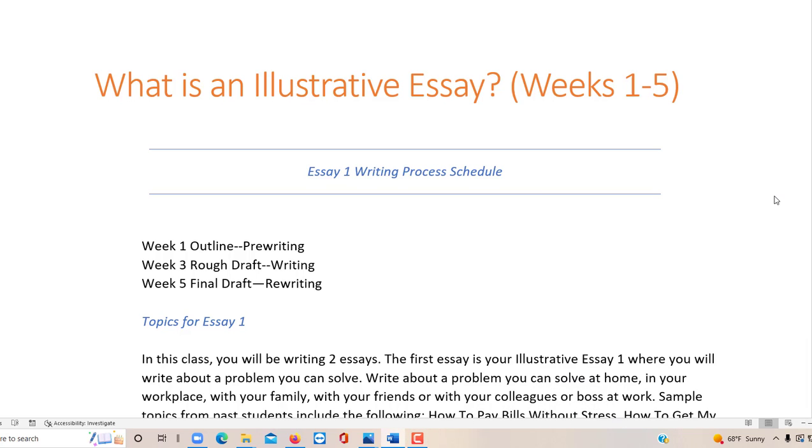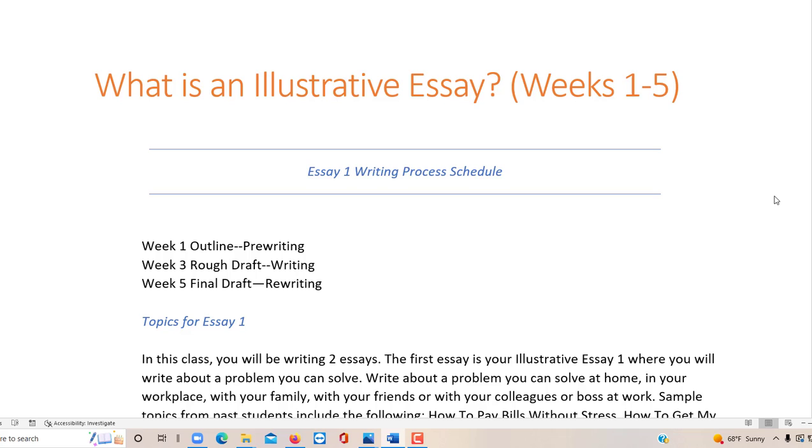So what is an illustrative essay? During weeks 1 through 5, we are going to be working on the illustrative essay. The 3 stages of the writing process are pre-writing, writing, and rewriting. In the week 1 outline, you're going to be doing pre-writing. In other words, last week during week 1, we already wrote the outline to the illustrative essay.